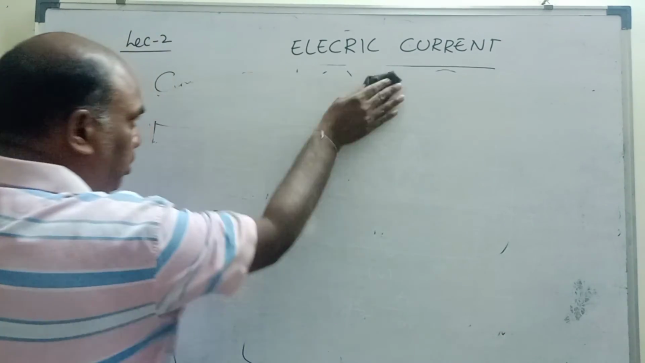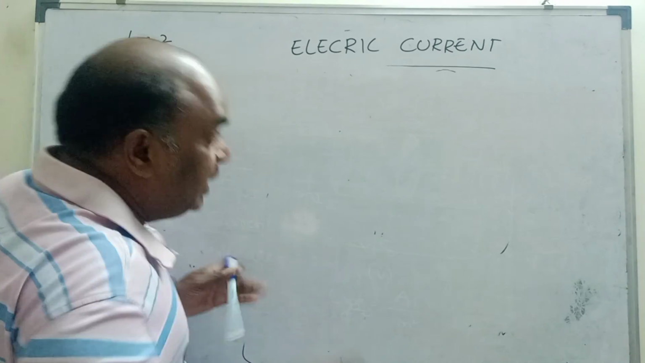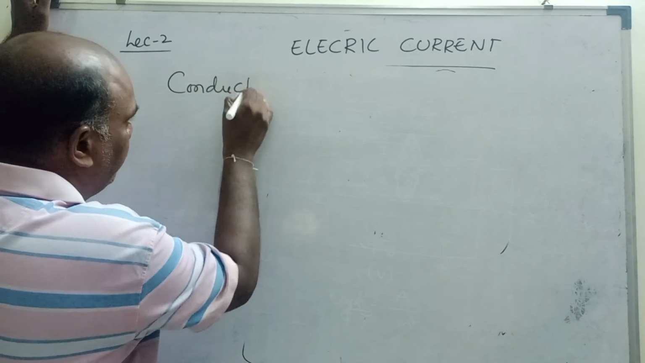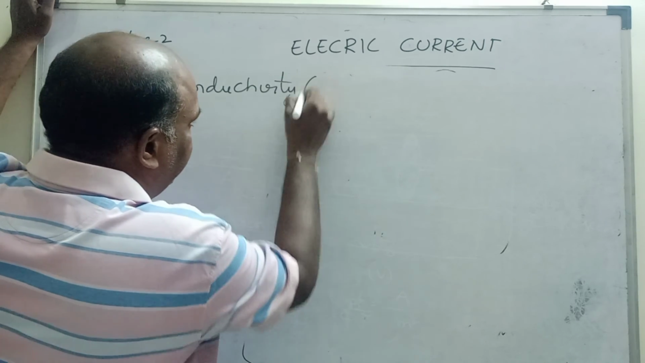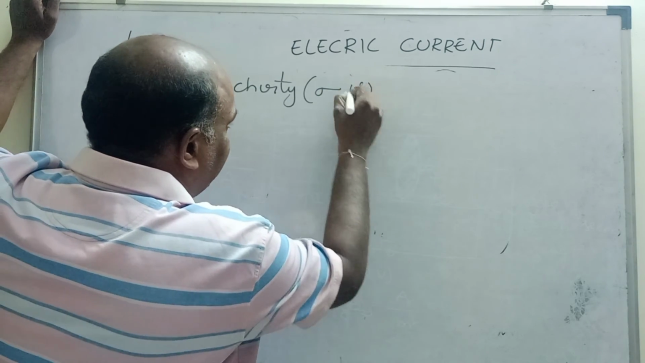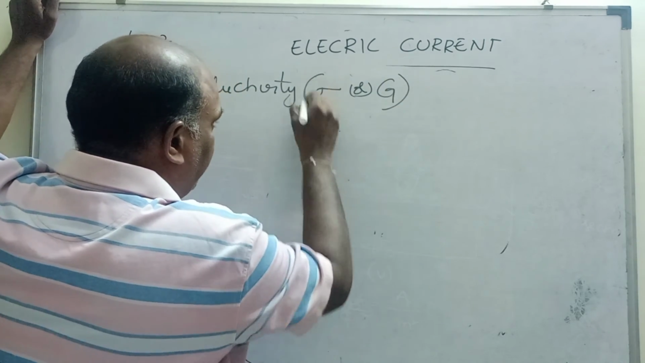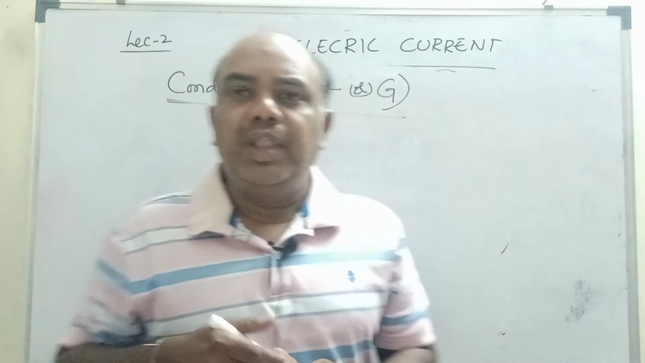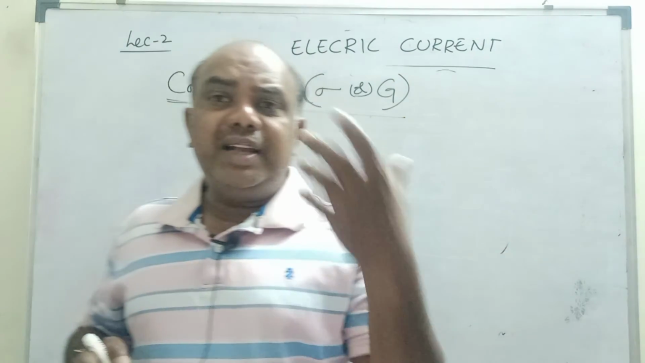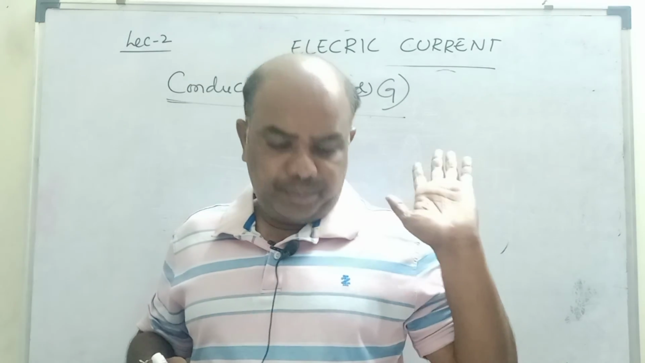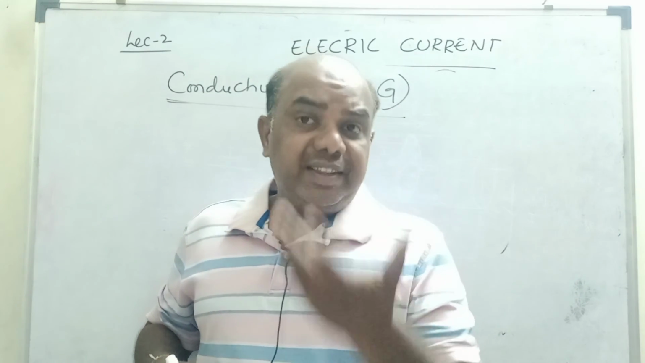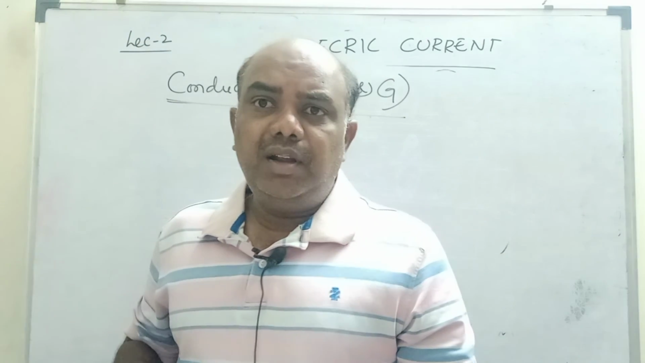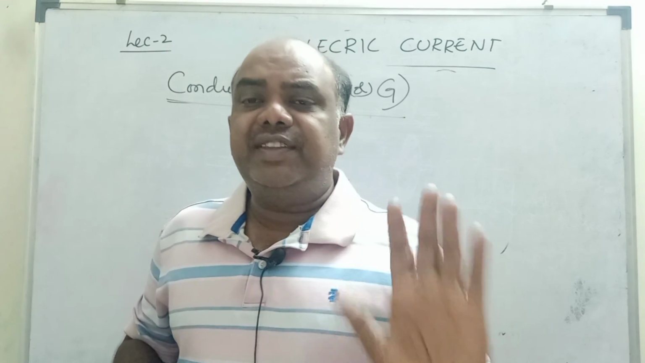Next, we will see the last topic today, conductivity. What is meant by conductivity? Conductivity is denoted by sigma, or in some textbooks it is denoted by G. Conductivity means how much current flows in a conductor. If resistance increases, resistivity also increases. The relation is very simple, children. Conductivity is the reciprocal of resistivity.